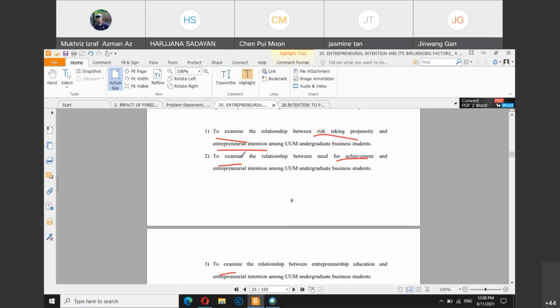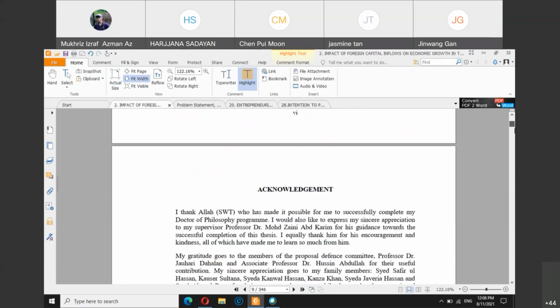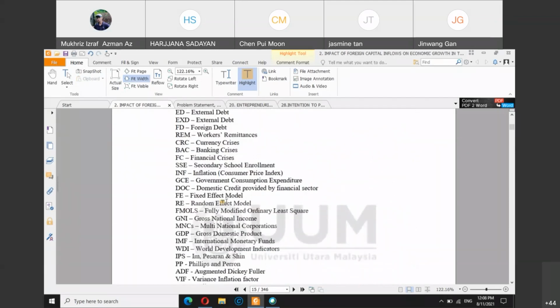And when you write your research objective, it follows the same sequence jugalah, the same sequence. There are no changes in the sequence, tak ada perubahan, in the way you write your research objective. So remember, you can refer to this thesis number 2 here from the Google Drive as your template for the format of your thesis.